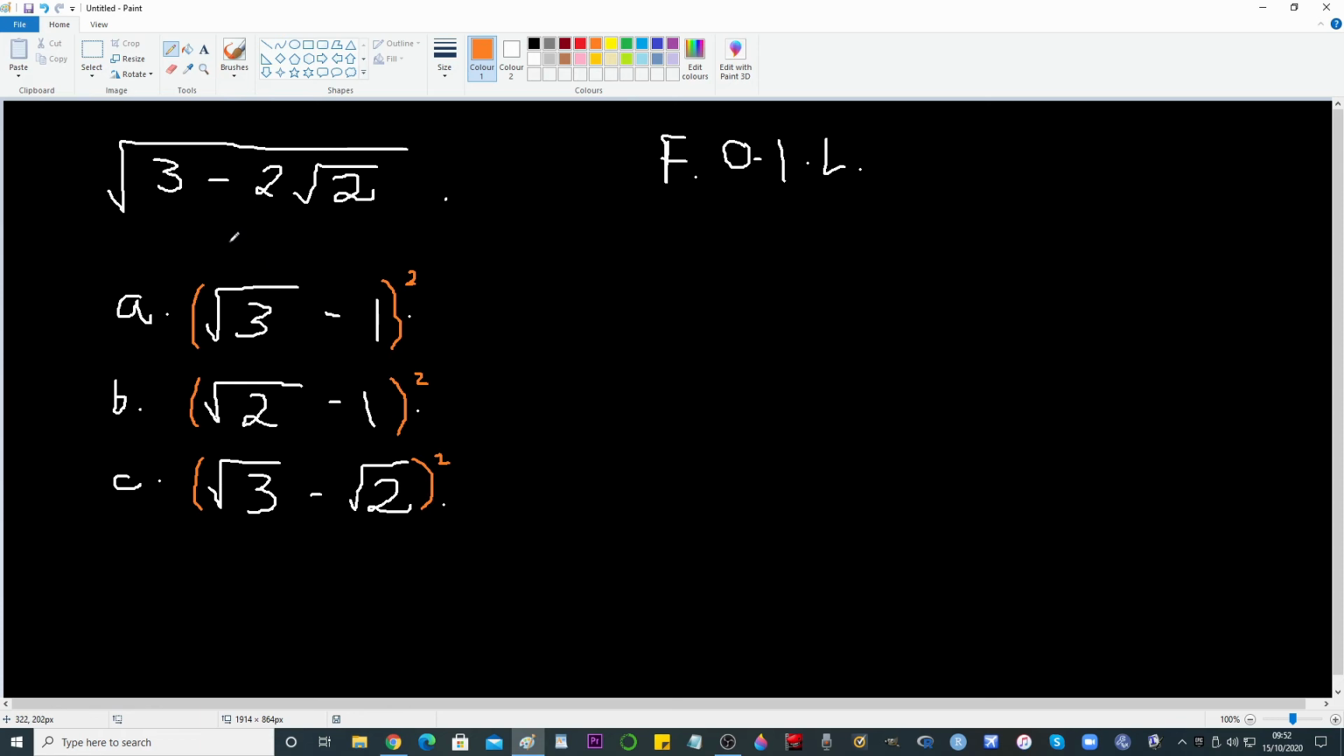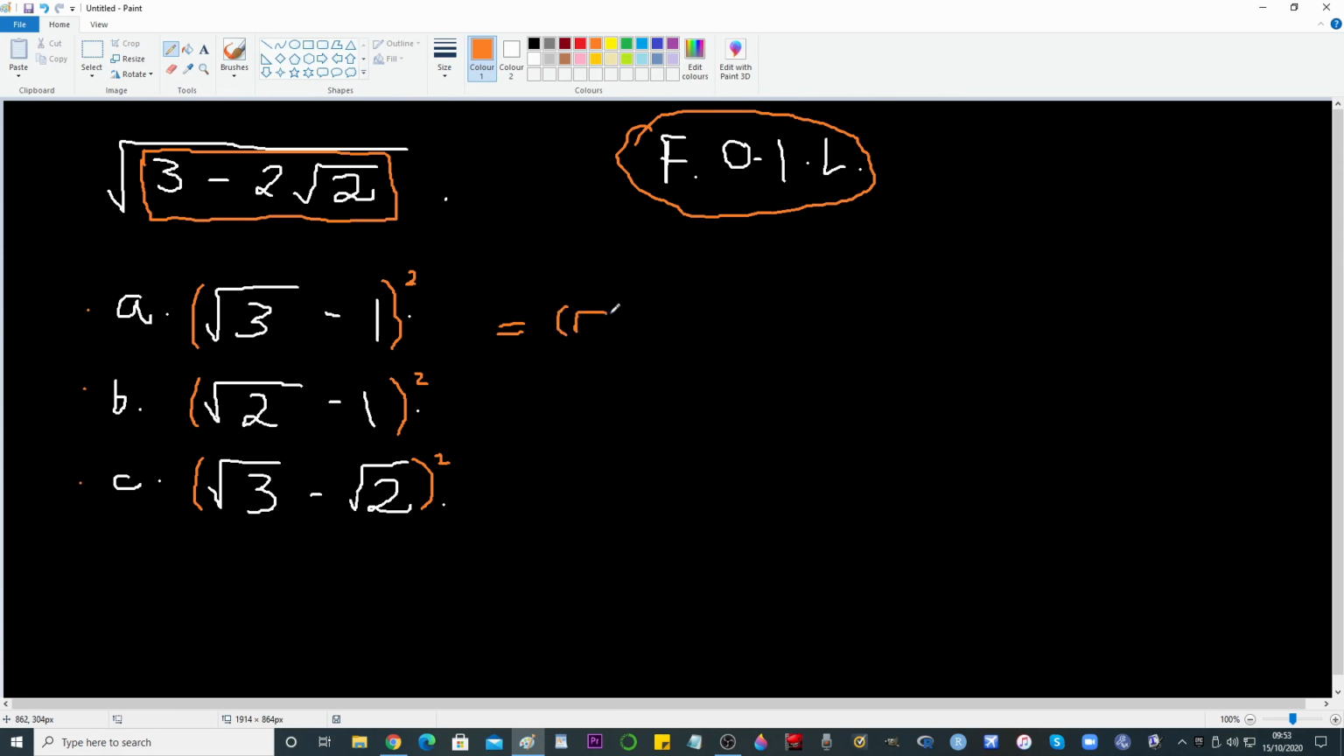We're looking for something that when you square it, it gives you this that's inside here. So really, if you're given these three options, you're looking for the one that squares to 3 minus 2 root 2. And like I say, if you're very familiar with FOIL, you might be able to do this in your head. But let's just, have we got room to do it properly?